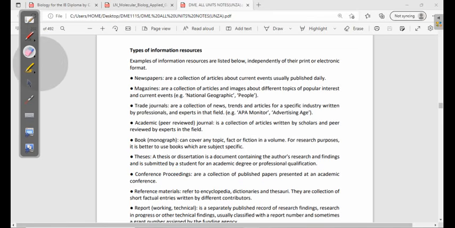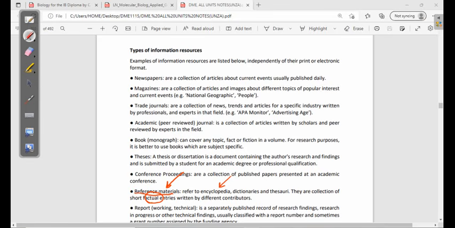We also have reference materials. This can be reference encyclopedias, dictionaries, thesauri, and they are a collection of short factual entries written by different contributors. So these are supposed to be factual. When you're talking about a reference material, it is not something which someone is just making up, a fiction or an idea of someone. It should be fact, proven by experiment and also confirmed by other experts.